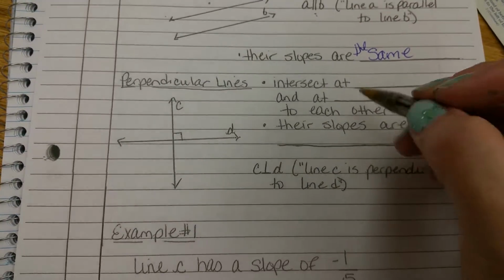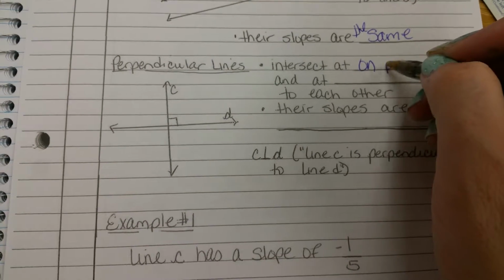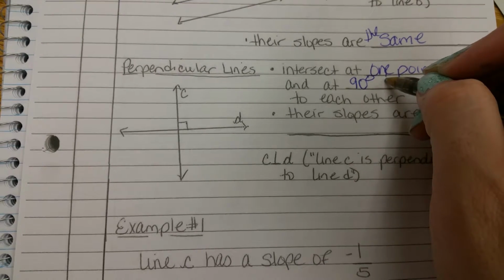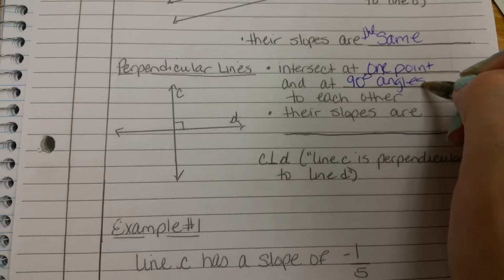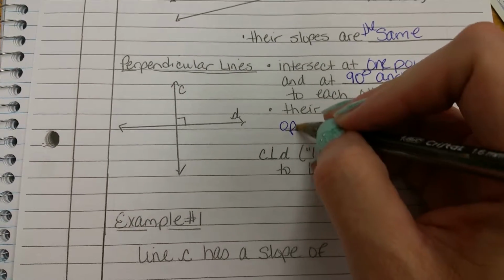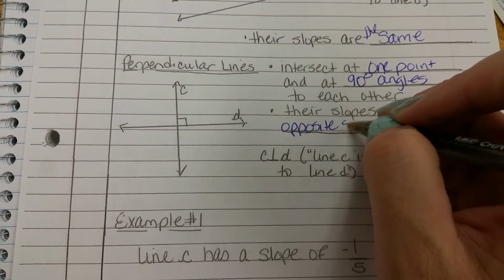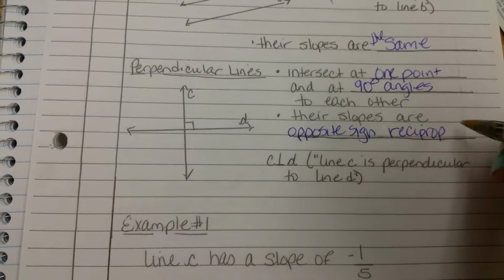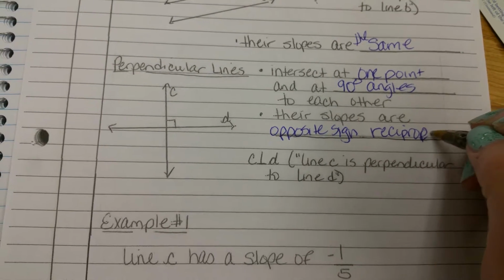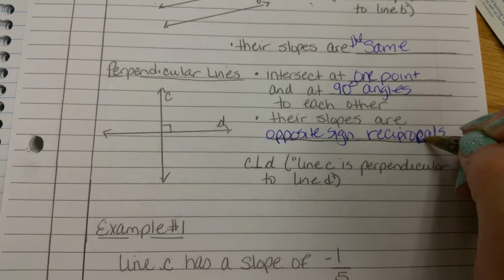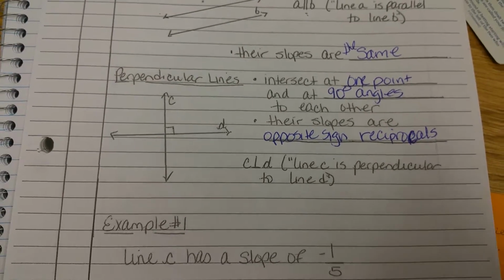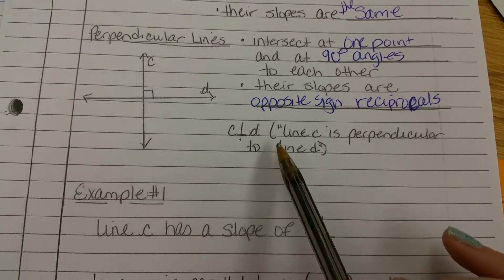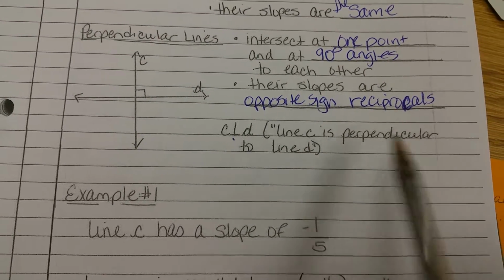Perpendicular lines, on the other hand, intersect at one point and at 90-degree angles to each other. Their slopes then are opposite signs, and they're reciprocals. That means we've taken the fraction and we flipped it upside down. So the symbol for perpendicular lines is this little upside down T. We would read this statement as line C is perpendicular to line D.